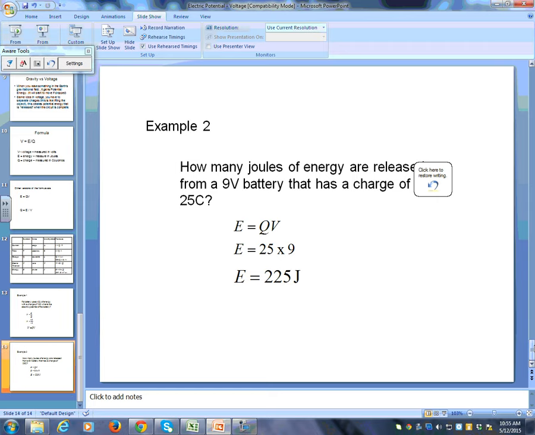Example number 2. I'm showing you how to do it. What do you think's coming next? I'm going to give you a sheet where you're going to try these on your own. Okay? How many joules of energy are released from a 9-volt battery that has a charge of 25 coulombs? Okay? What am I solving for? How many joules of energy? I'm solving for E.